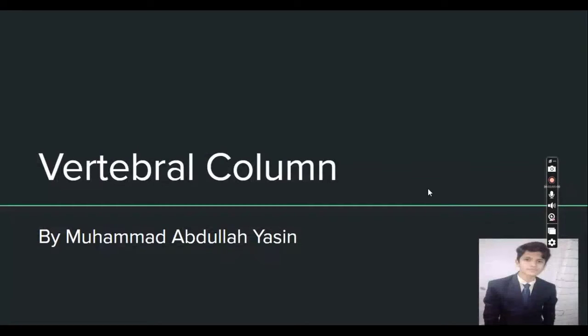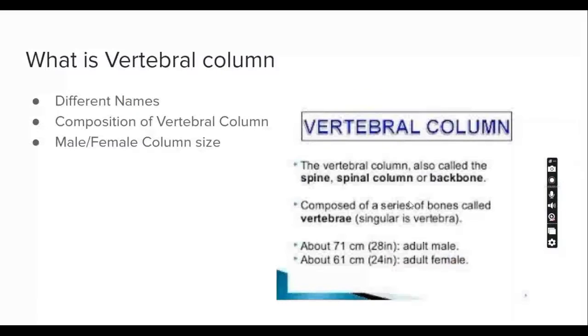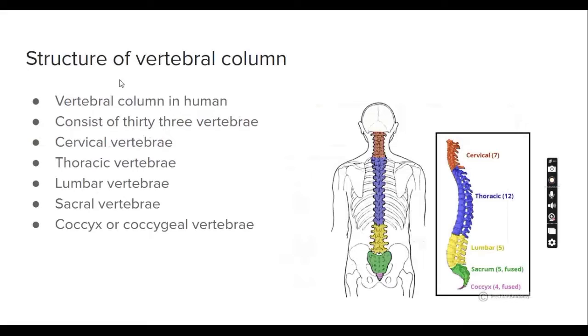Today we are going to discuss the vertebral column. The vertebral column is also called the spine, spinal column or backbone. Composition: it is composed of a series of bones called vertebrae, singular vertebra. Male and female column sizes: it is about 71 cm, 28 inches, in an adult male and about 61 cm, 24 inches, in an adult female. Structure of the vertebral column: the vertebral column in humans consists of 33 vertebrae.